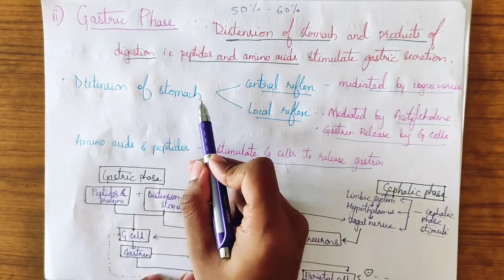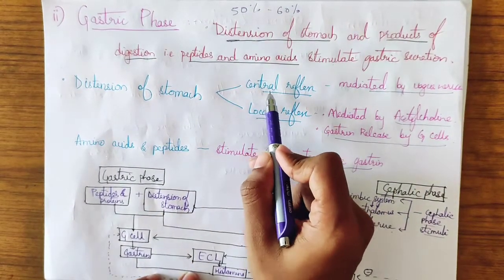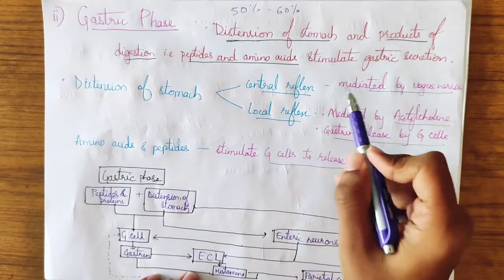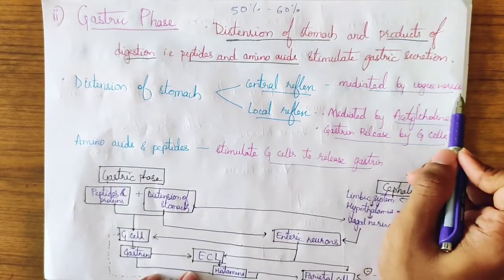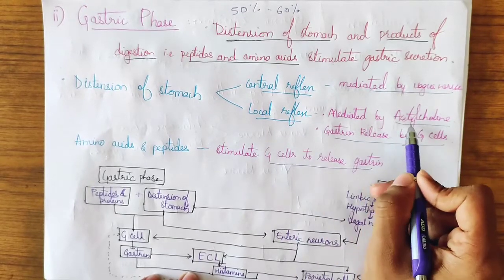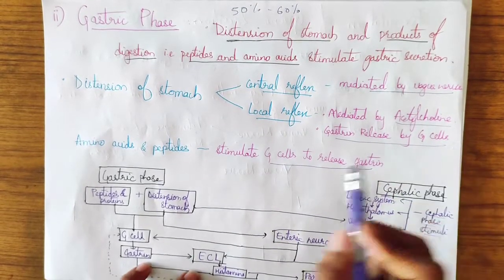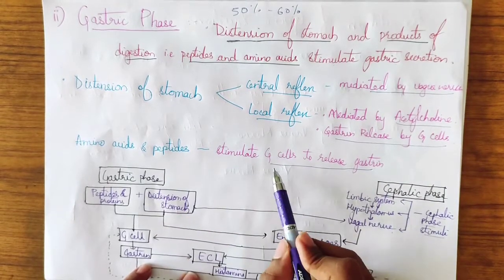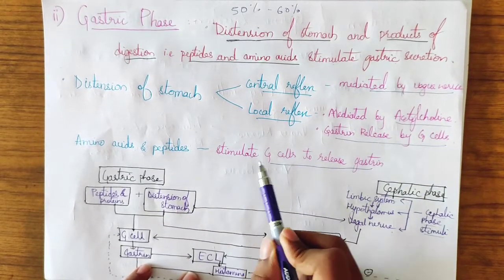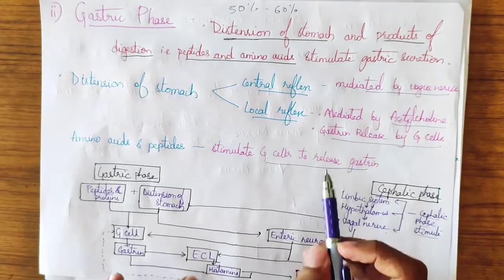So the distension of the stomach mainly acts through the central reflex and the local reflex. The central reflex is mediated by the vagus nerve. The local reflex is mediated by acetylcholine and the gastrin release by the G cells. The amino acids and peptides stimulate the G cells to release gastrin. So it also involves gastrin release.